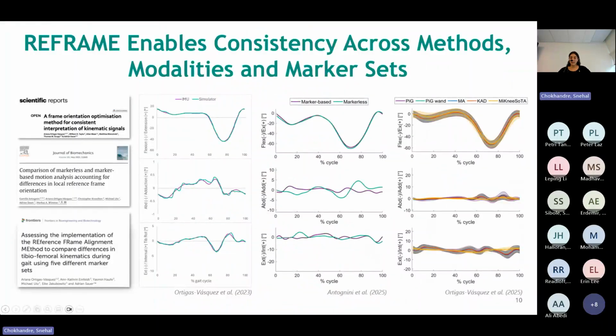We've also used Reframe to compare different data capture modalities like IMU versus a robotic joint simulator, marker-based versus markerless, 5 different marker sets. And as you can see, Reframe suppresses a lot of that signal variation that was plausibly not relevant. But anything that cannot be associated to reference frame differences will and does remain, with the added benefit that it's a much more robust indication of potentially real clinical changes or differences.